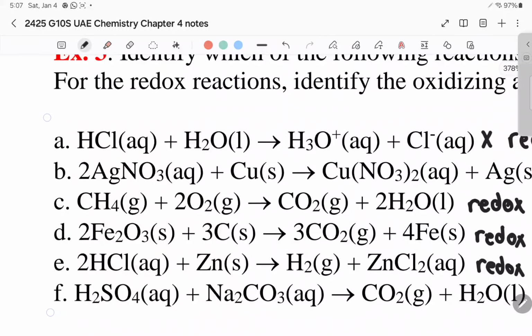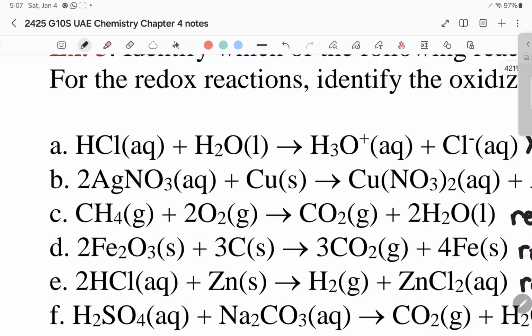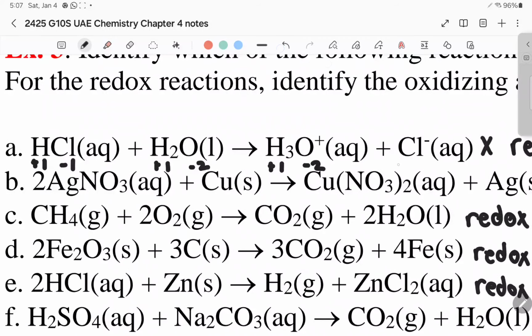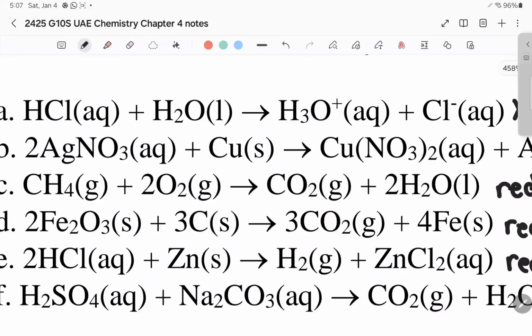So here, when you find the numbers, this is +1, -1, +1, -2, +1, -2, and this here is -1, because the charge is -1. No, it's not an element, by the way, be careful, this is an ion. So when you compare all the oxidation numbers, nothing is changing, so this one is not redox, so you don't need to specify which one is the oxidizing or reducing agent, because it's not redox. Now for the next one.